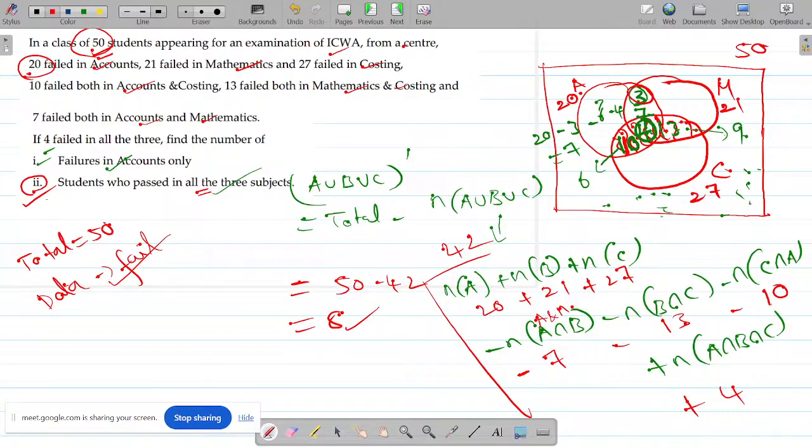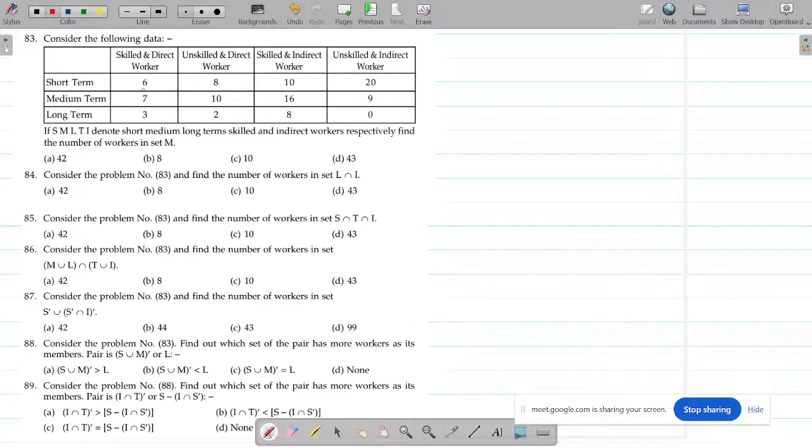Now I'll go for one other extra problem. One or two problems I'll discuss. If you want to make a note of it, please do. See, consider the following data.